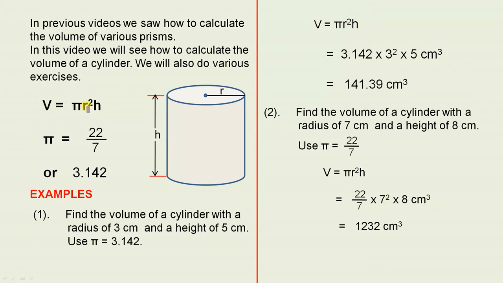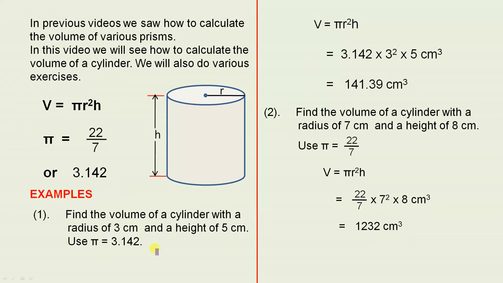So that is the formula for finding the volume of any cylinder with a radius of r and a height or length of h. We can either use pi as 22/7 or 3.142 as we did in previous videos. And you'll remember that those numbers are just approximations of pi. Let's look at some examples.